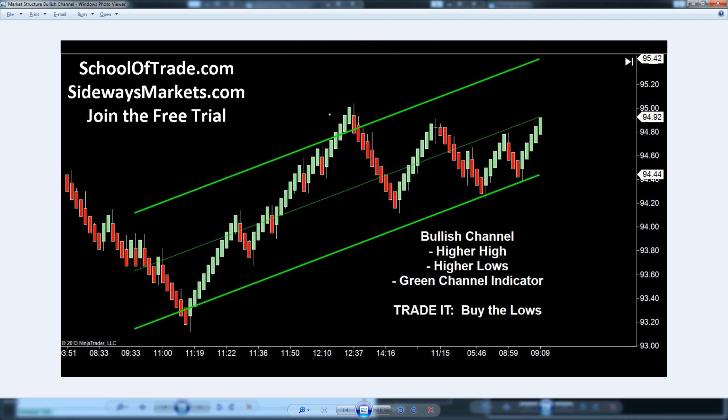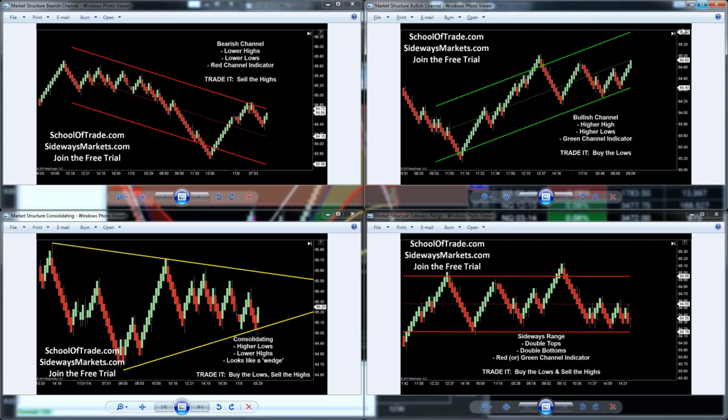You want to wait for price to come down to where it's cheap. If you know you're already in a bullish channel and the trend line or the channel indicator is green, then just look to buy the lows, especially if you get all the way down to them. Those are going to be the areas that you're going to be interested in buying at the lows.